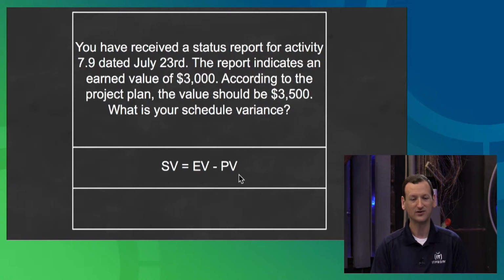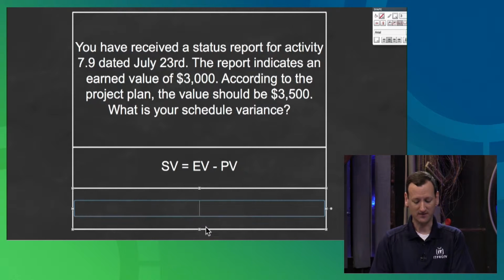If I do planned value minus earned value instead, then where I normally might get a negative number, I might now get a positive number, or vice versa. And so instead of thinking I'm behind schedule, I actually think I'm ahead of schedule. So when you memorize the formula, the order is really important.